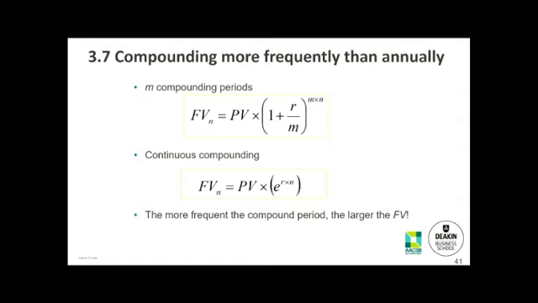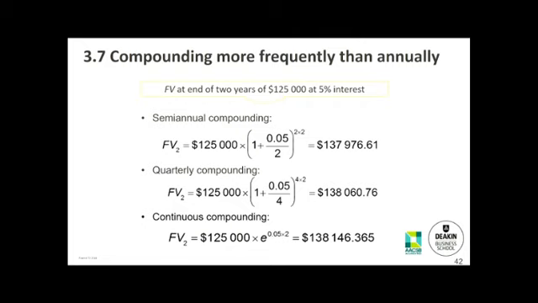If you have quarterly compounding, the future value will be higher than semi-annual compounding. If you have monthly compounding, it will be higher than quarterly. If you have daily, it will be higher than monthly. But let's see how it looks before we talk about continuous. Example.